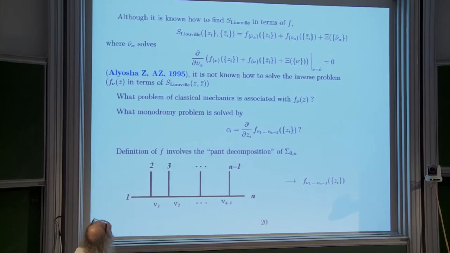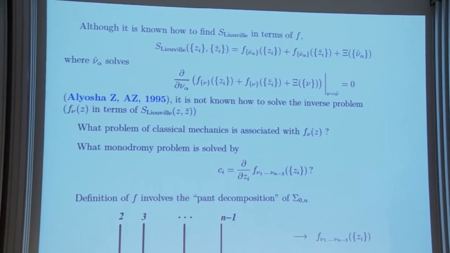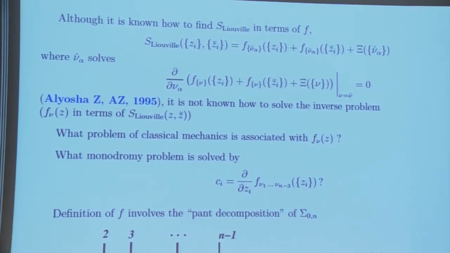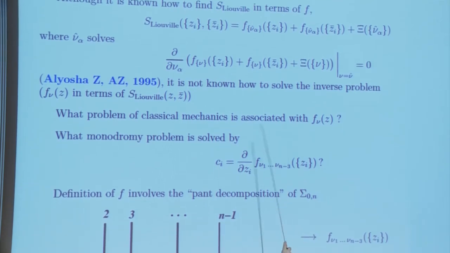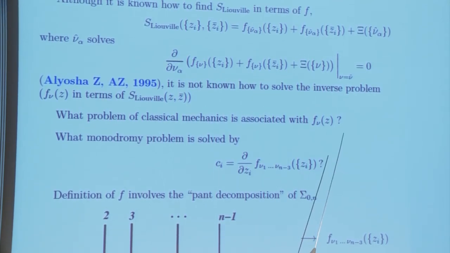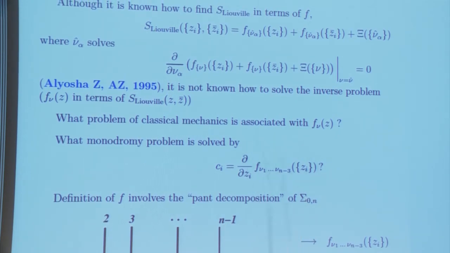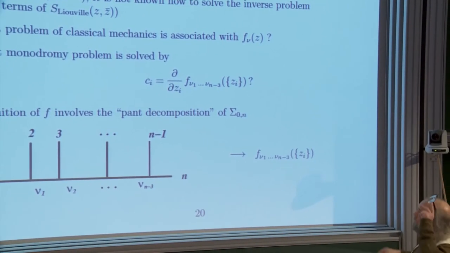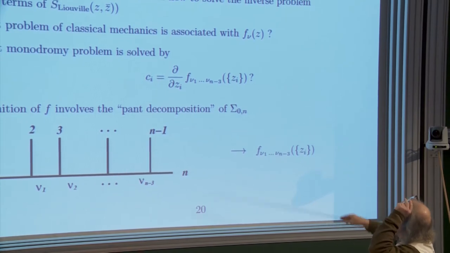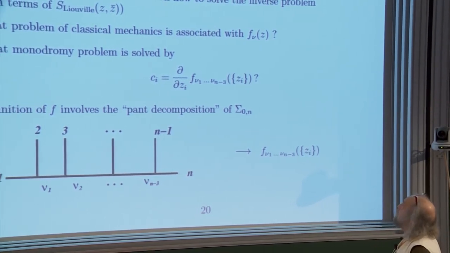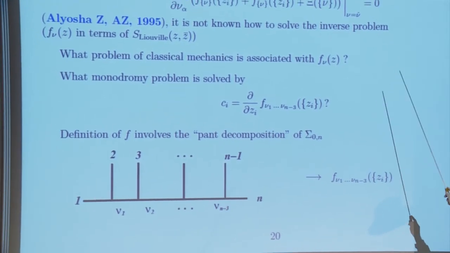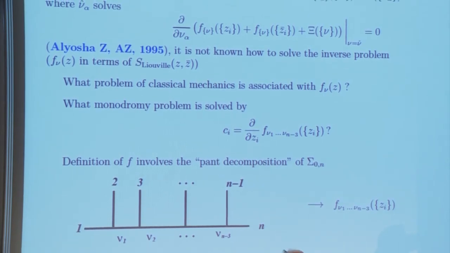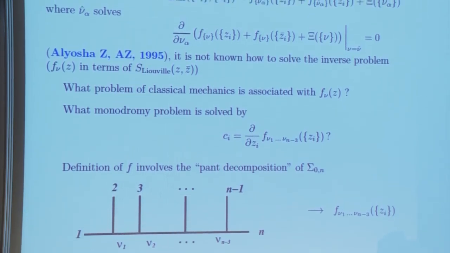The Liouville action is expressed in terms of a combination of conformal blocks plus some capital Xi, which is a known function, but you need to evaluate it at nu, which in turn depends on Z and Z bar. So it's not simply a sum of the functions of Z and Z bar, because nu are determined by extremization of this function in terms of nu. So in fact, the Liouville action is related to the conformal blocks by some sort of Legendre transformation.